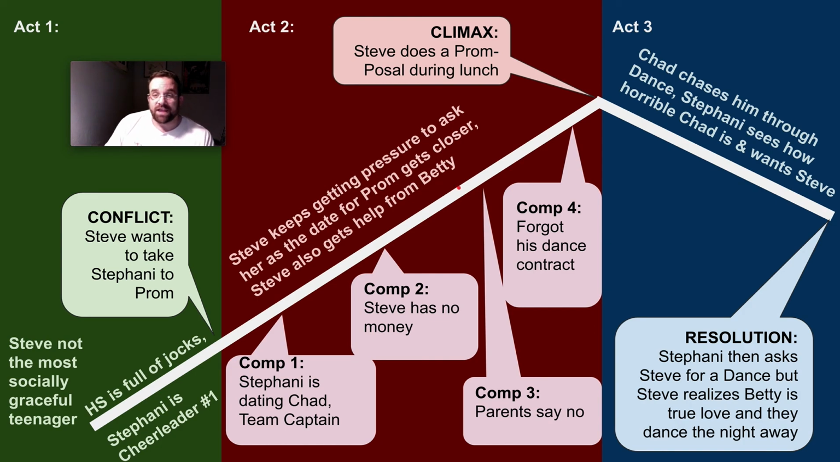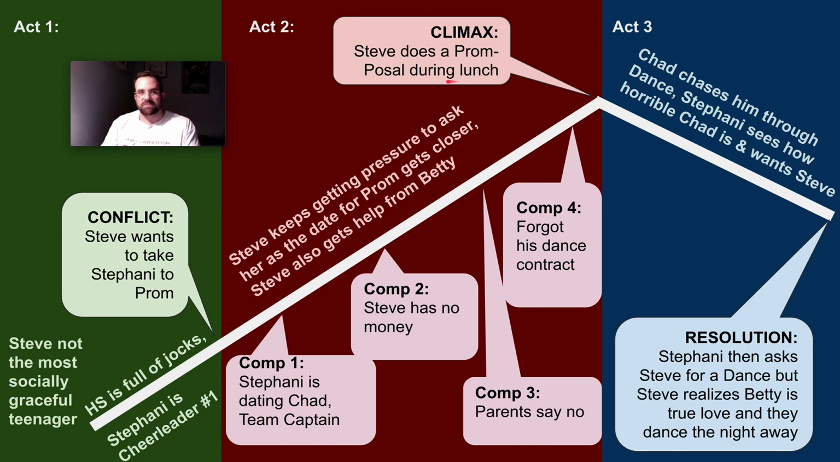And then right before he's about to do the promposal, he gets rejected for the dance contract, or he forgets the dance contract, or now he can't even go to the dance. But then he says, "Screw it, I'm going to do the promposal anyway." And so the climax is him asking. He's resolved and he's done it. He's gotten to that point. And then Stephanie says, no.